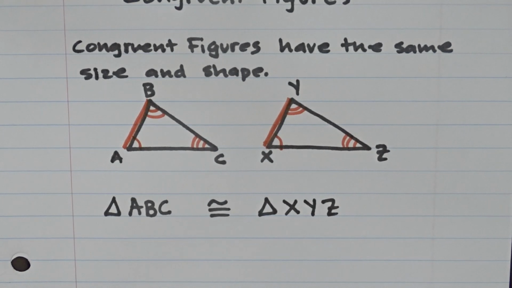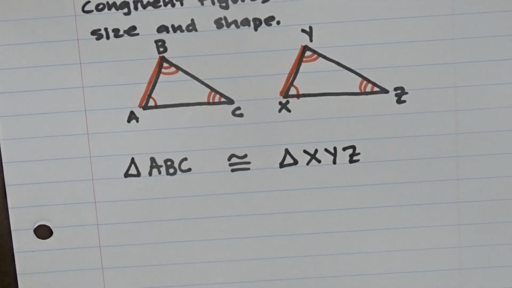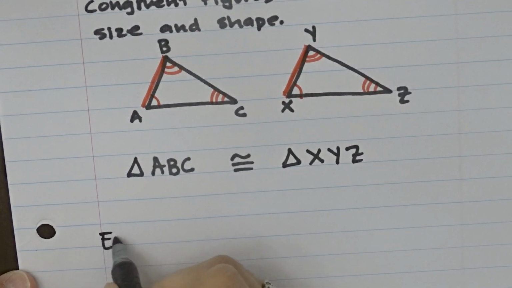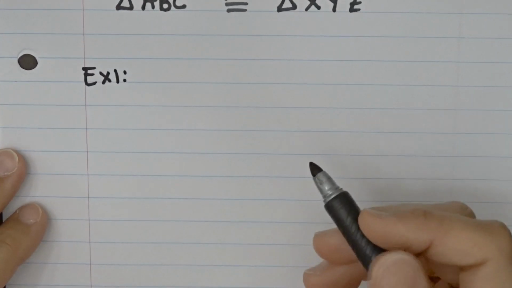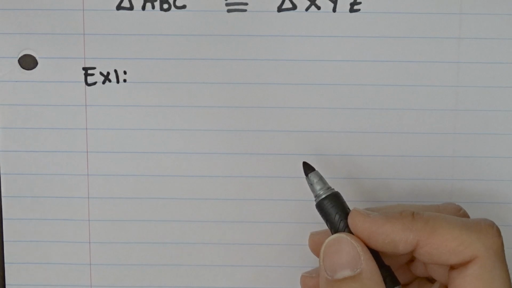So let's look at an example of how we use congruent figures and what we can do with all this notation. The first example: let's name some corresponding angles and sides.